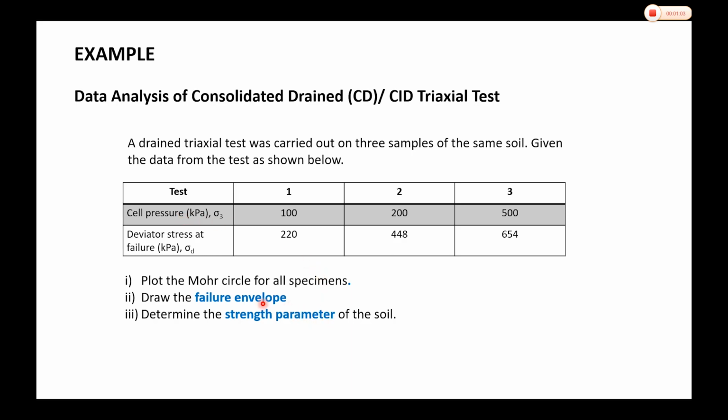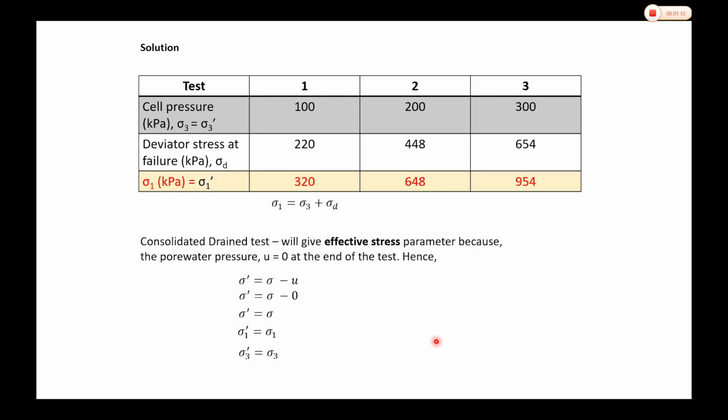So now what we need to do is to plot the Mohr circle for all 3 specimens here, and we need to draw the failure envelope and determine the shear strength parameters of the soil. In order to plot the Mohr circle, we need to have the sigma 3 and sigma 1.